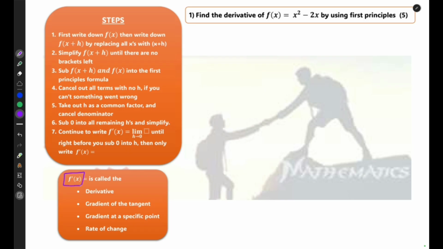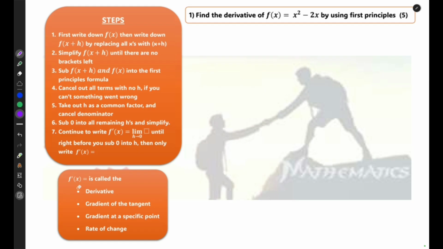So that's called the derivative. It's also called the gradient of the tangent, the gradient at a specific point. In some sums, they call it the rate of change. So there's many names for the same thing. But as we go through the chapter, you will see more examples and it will become clearer to you then. So let's do this first one, and then you will see how to apply the steps.